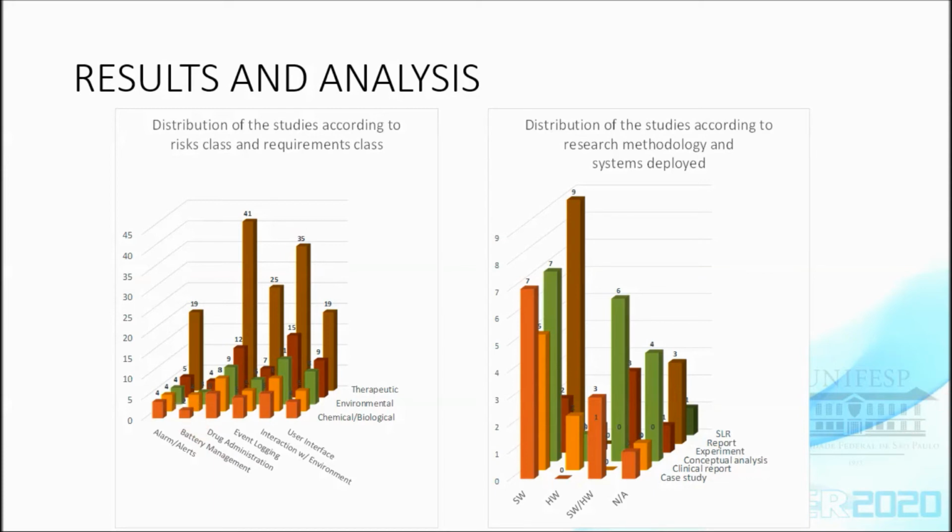And those are the only 2 studies discussing all the risk classes and other requirement classes. On the second graph, we can observe that the research methodology that more presents solution for both software and hardware is conceptual analysis with 6 studies. And the research methodology with more studies that do not present solution is also conceptual analysis with 4 studies. And this could be explained by the representation of this methodology, that is 18 studies out of 57.